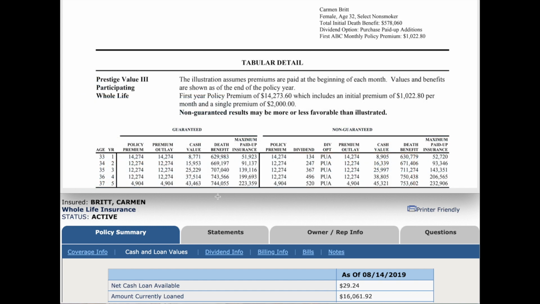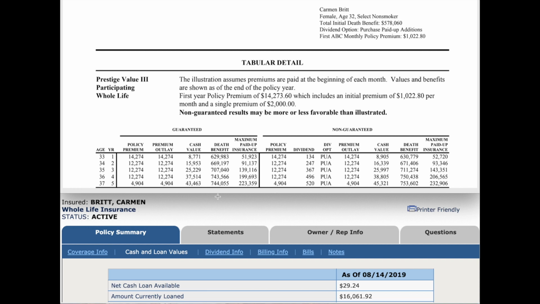Now, when the end of year number 2 rolls around, I am projected to receive a dividend of $247. This money has not been paid yet because, again, the dividend is paid on the anniversary, and I have several more months to go before I hit my anniversary. And keep in mind, dividends are not guaranteed. However, this particular company in which I hold my whole life insurance policy has been paying dividends for over 90 years consecutively.